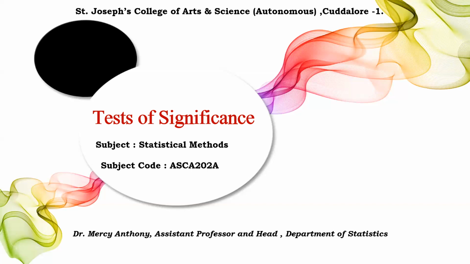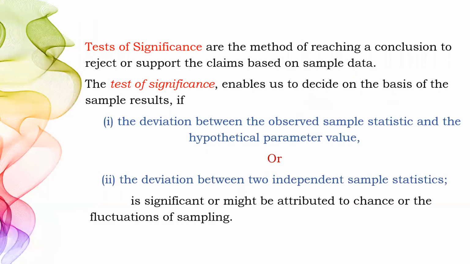So first, let us understand what test of significance are. Test of significance are the methods of reaching a conclusion to reject or support the claims based on sample data. The test of significance enables us to decide on the basis of the sample results if the deviation between the observed sample statistic and the hypothetical parameter value, or the deviation between two independent sample statistics, is significant or might be attributed to chance or the fluctuations of sampling.